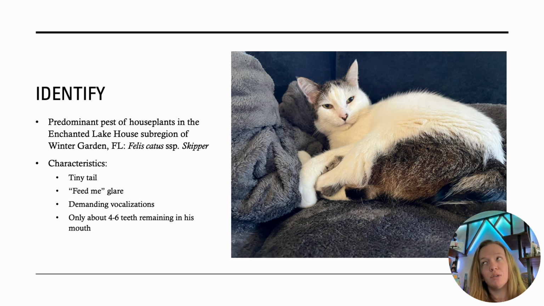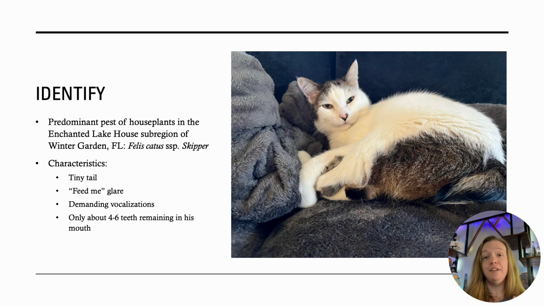The characteristics of the subspecies skipper are that he has a tiny tail. He is what is known as a Japanese bobtail. He was born that way, and it's really a remarkable defining feature of him. So if you see the tiny tail, you might have a subspecies skipper in your house.